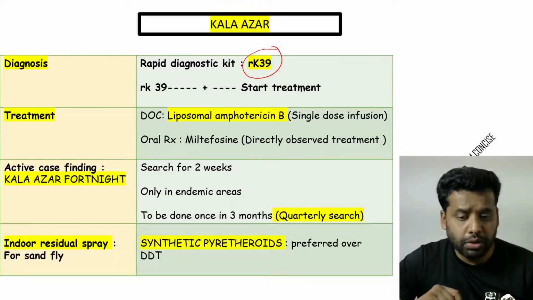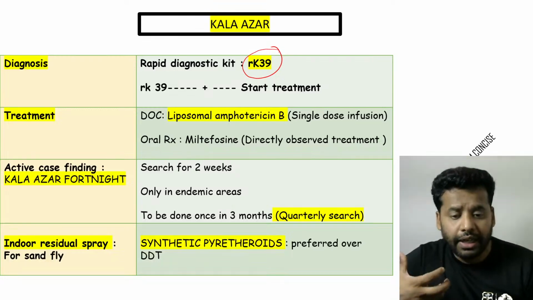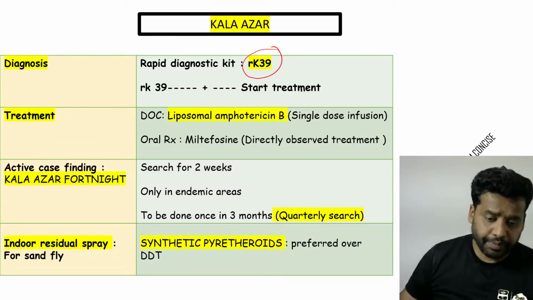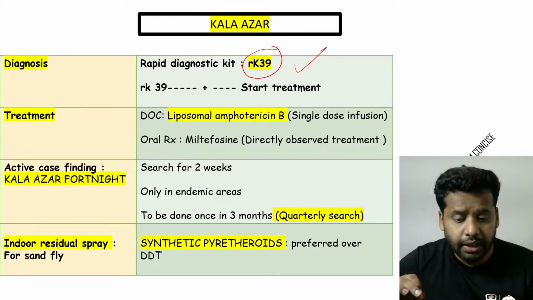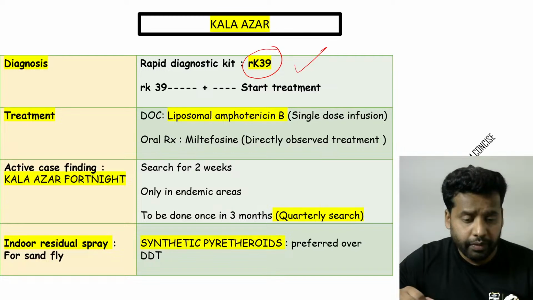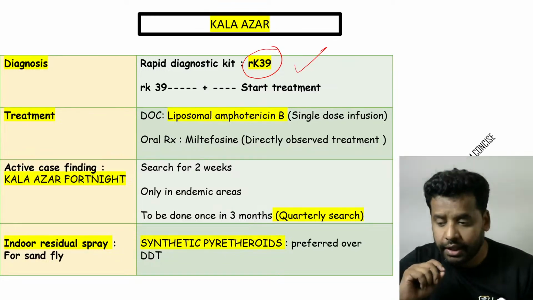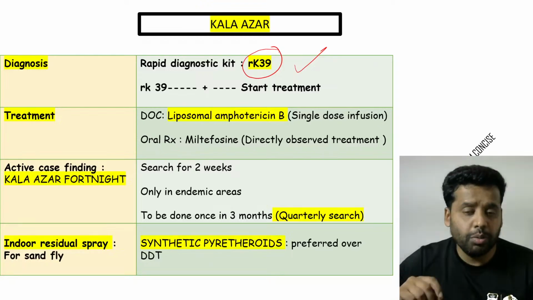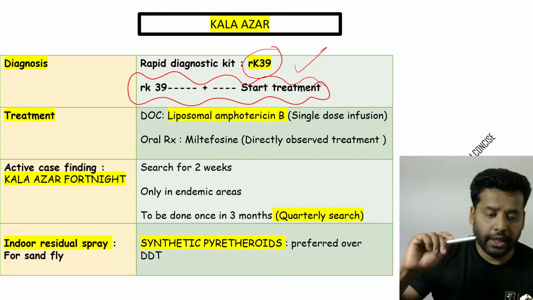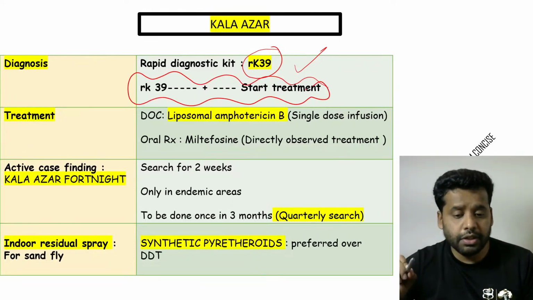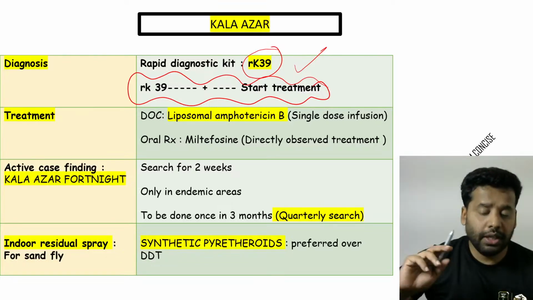K39 is an epitope on amastigotes. If you detect antibodies against K39, that means the patient is infected. So it is an antibody detection kit. Most of the kits you use detect antigen, but this is an antibody detection kit. RK39, if positive, start treatment. No need for any confirmation, you have to start treatment.